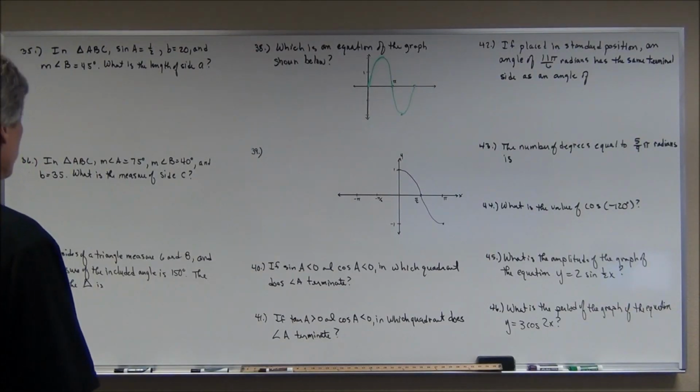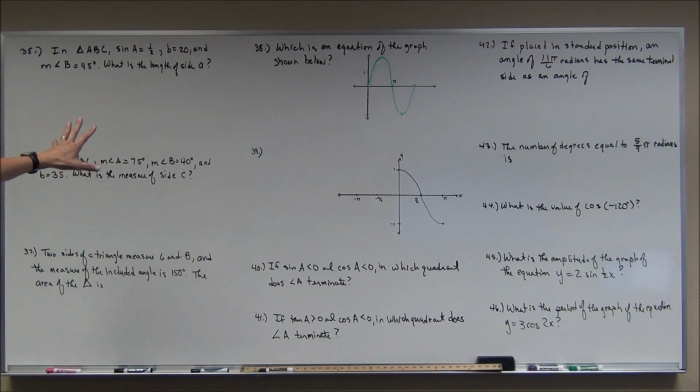Okay, we're picking up where we left off. Problem 35, still doing trig. We're going to be doing trig through all these problems. In triangle ABC, because that was pretty much fourth quarter, in triangle ABC, the sine of A is a half, B is 20, and the measure of angle B is 45 degrees. What is the length of side A?